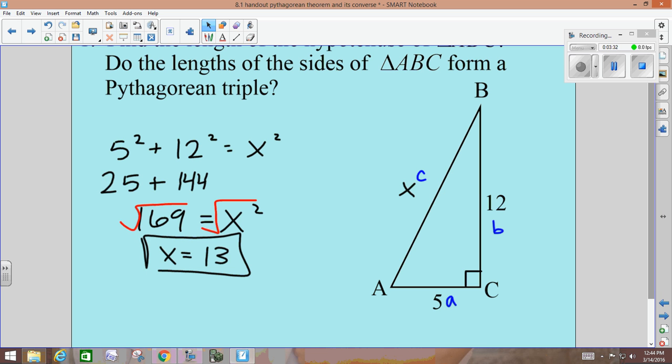The second part of this question asks if these lengths, 5, 12, and 13, form a Pythagorean triple. By definition, a Pythagorean triple is when you have 3 whole numbers that satisfy A squared plus B squared equals C squared. By satisfy, I mean if you put them into the equation, the left side would equal the right side. So if I plug 13 in for X, what's 13 squared? Does 169 equal 169? Okay, so it satisfies the equation. Are they all 3 whole numbers? Yes, then this is a Pythagorean triple.